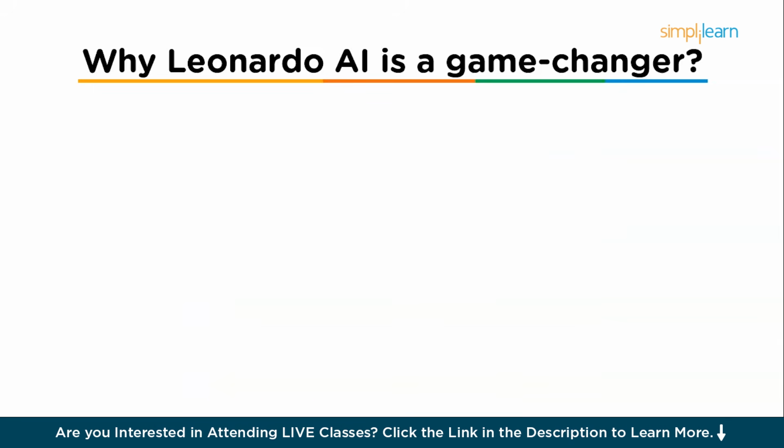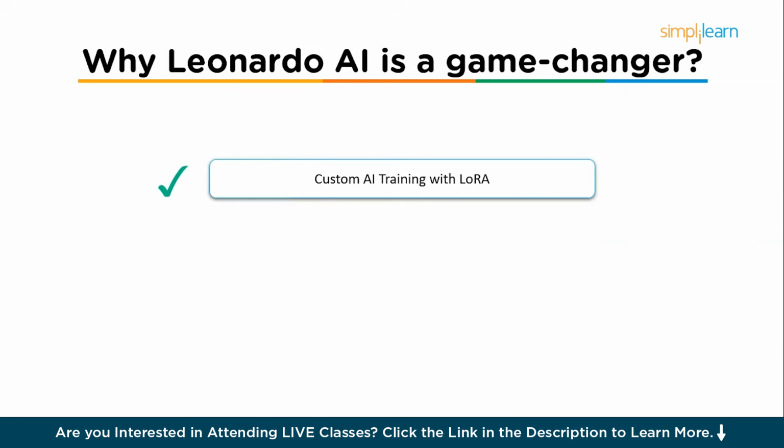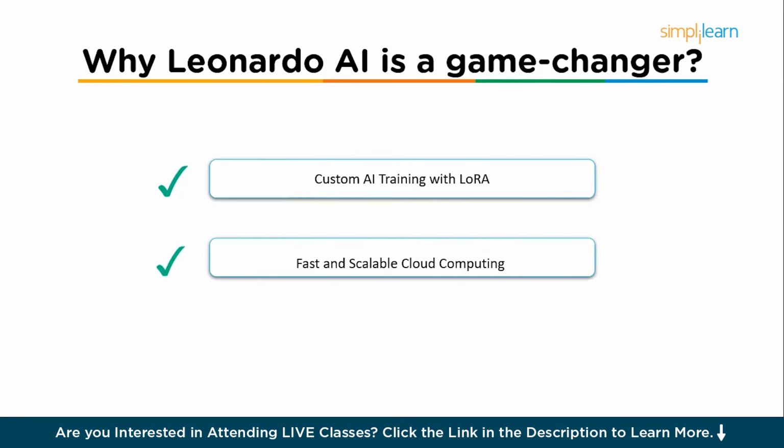Moving on to the next point, we have custom AI training with LoRa. It allows users to train AI on specific datasets for personalized output, ideal for artists, brands, and businesses needing unique AI art. Now moving on, we have fast and scalable cloud computing. It runs on high-performance cloud GPUs for lightning-fast processing. No need for expensive hardware, making AI accessible to everyone.